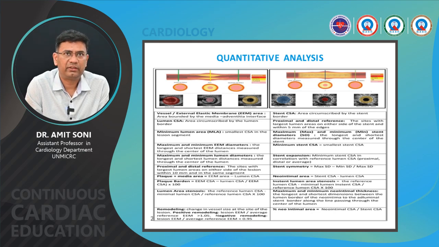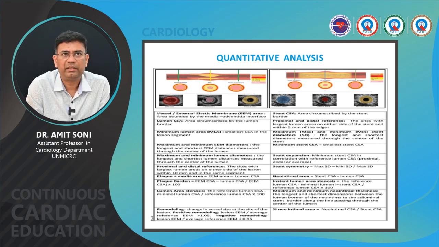Proximal and distal reference are the sites with the largest lumen areas on either side of the lesion, within 10 millimeters in the same segment. So how do we calculate the plaque burden? First, plaque plus media is equal to external elastic membrane area minus the lumen area. Then plaque burden is external elastic membrane CSA minus lumen CSA, divided by EEM cross-sectional area, multiplied by 100.